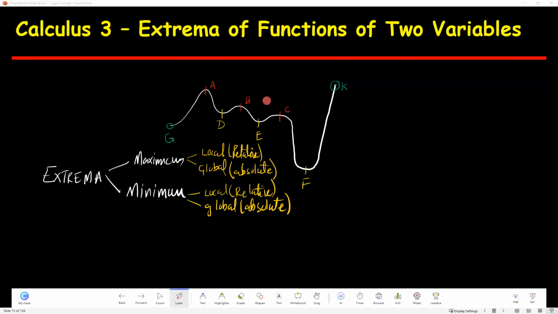So here, A, B, C are my relative maxima, right? I'm going to write here, maybe, my global minima is G, and the other one would be K. Now let's talk about the relative maxima. The relative maxima are A, B, C, and the relative minima are D, E and F.